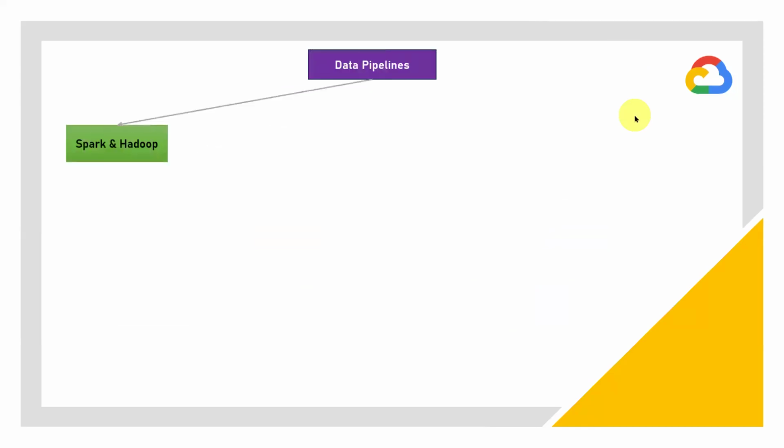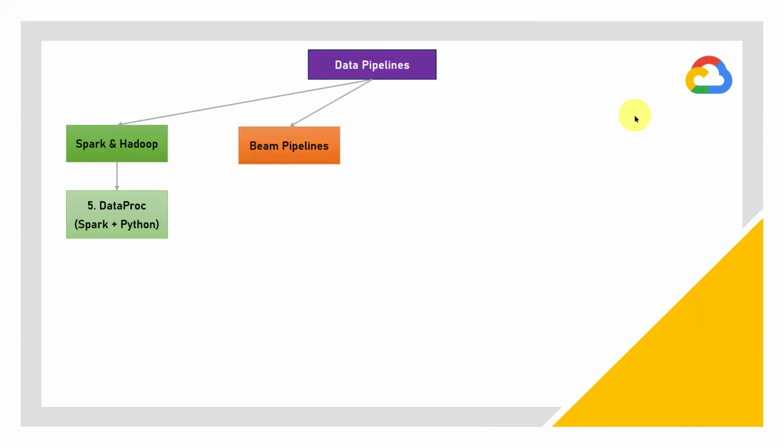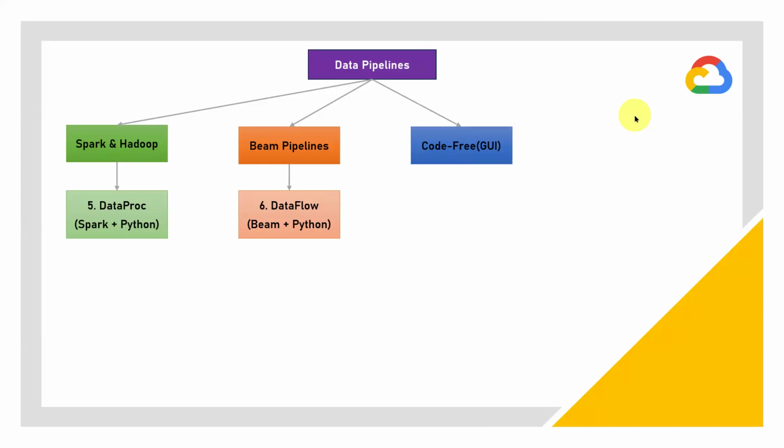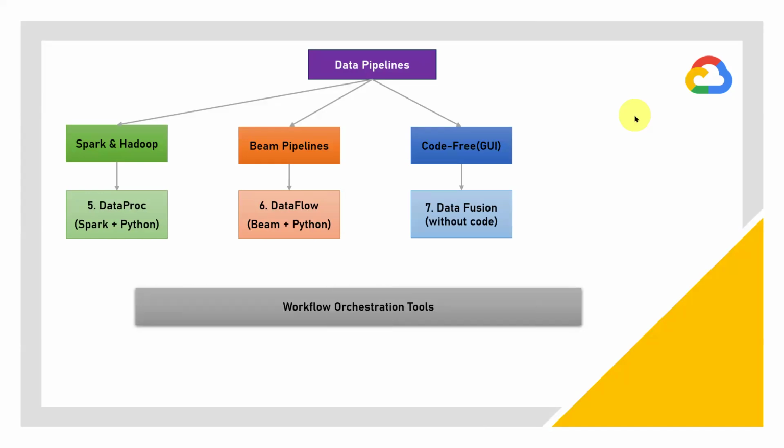Next, for creating data processing pipelines: if one wants to create Spark and Hadoop pipelines, they can go to Dataproc. We are covering the service called Dataproc, where we learn Spark with Python, that is PySpark. In Dataflow, we learn Apache Beam pipelines with Python. Dataproc and Dataflow are the services for data pipeline creation. For a code-free environment, we have Data Fusion also, where without writing code we can do data processing. And for workflow orchestration, we cover Airflow, that is Cloud Composer.